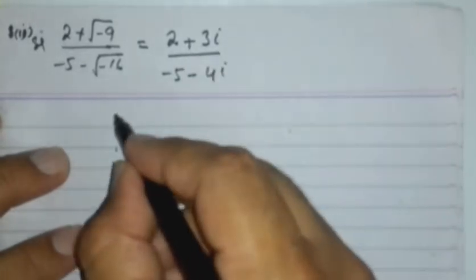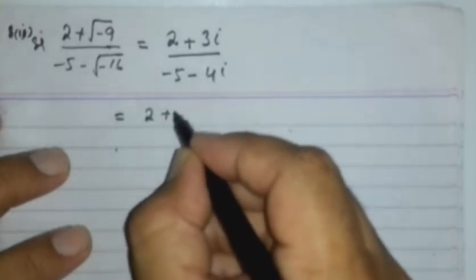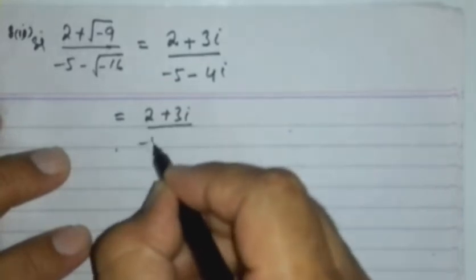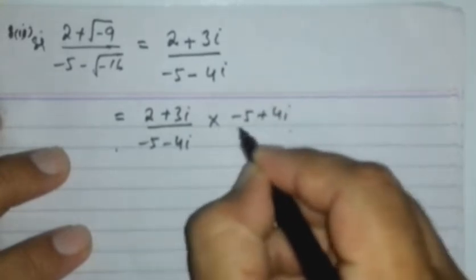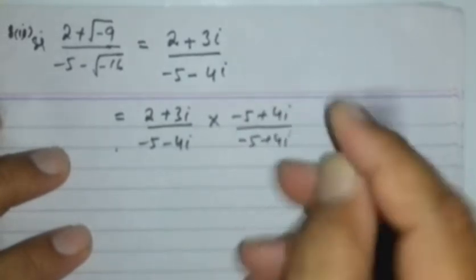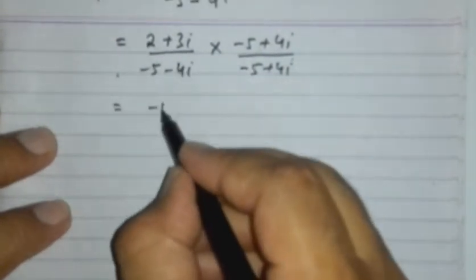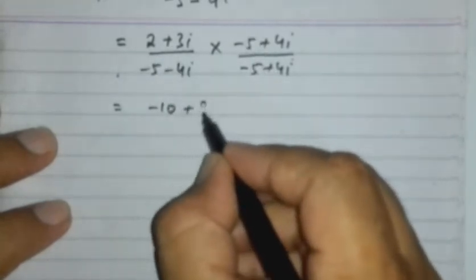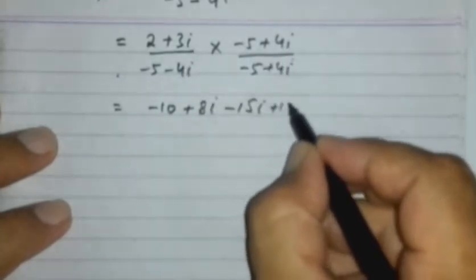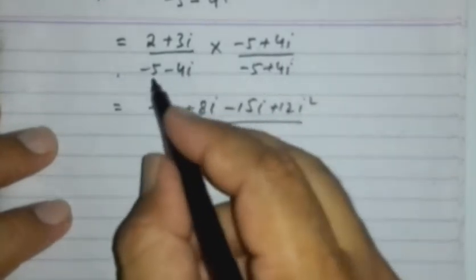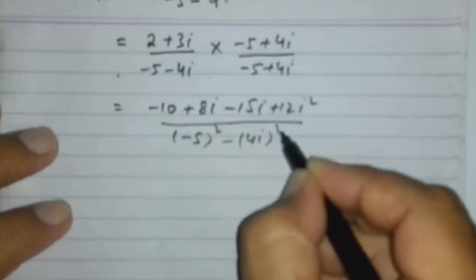Now we will multiply and divide by the conjugate of the denominator. So here we can write (2 plus 3 iota) divided by (minus 5 minus 4 iota), into (minus 5 plus 4 iota) over (minus 5 plus 4 iota). Now we can write it as: 2 5s are 10, 2 4s are 8 iota, 3 5s are minus 15 iota, and 3 4s are 12 iota square, divided by minus 5 square and minus 4 iota square.